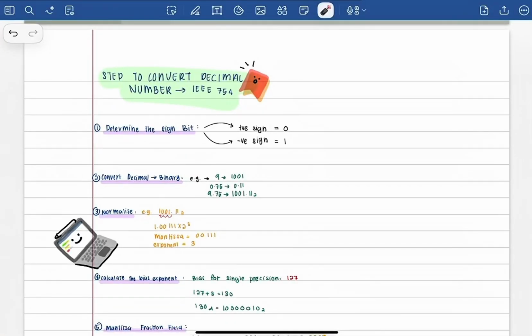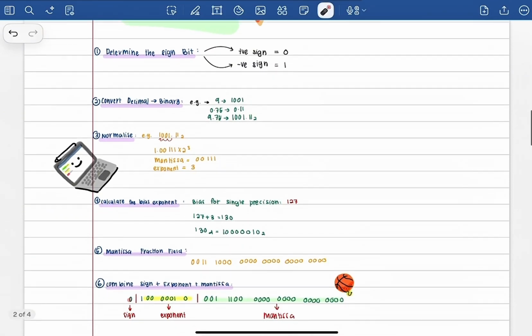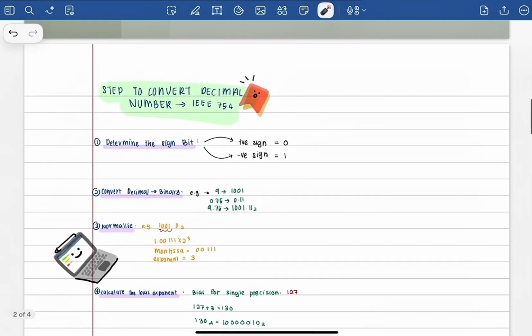Hi, Assalamualaikum everyone. Today we will do the theoretical how to convert a decimal number to IEEE 754, and there are 6 main steps that we need to follow to achieve the IEEE 754.